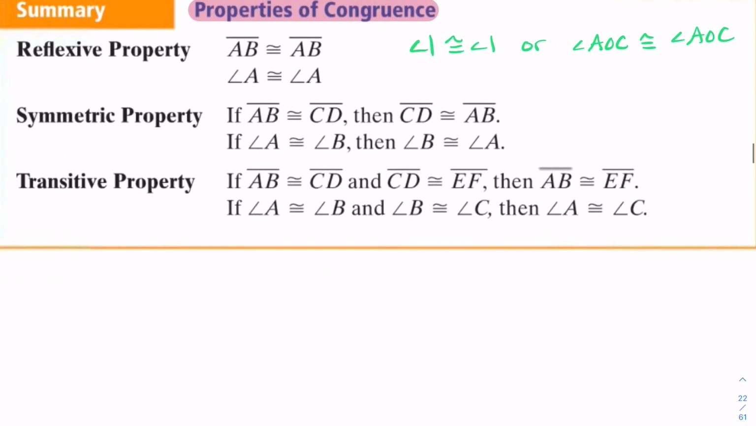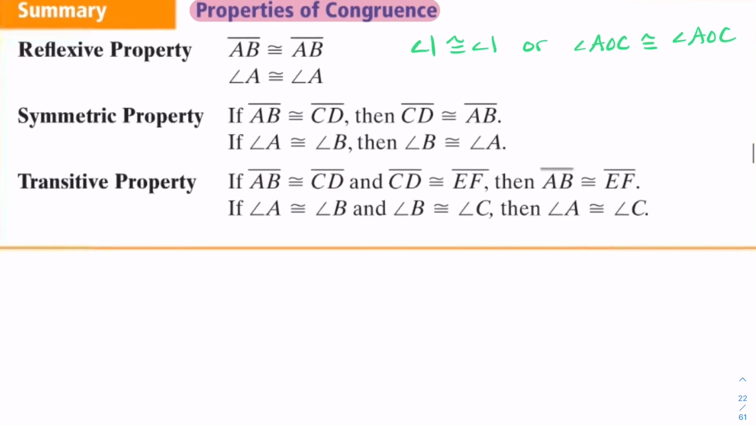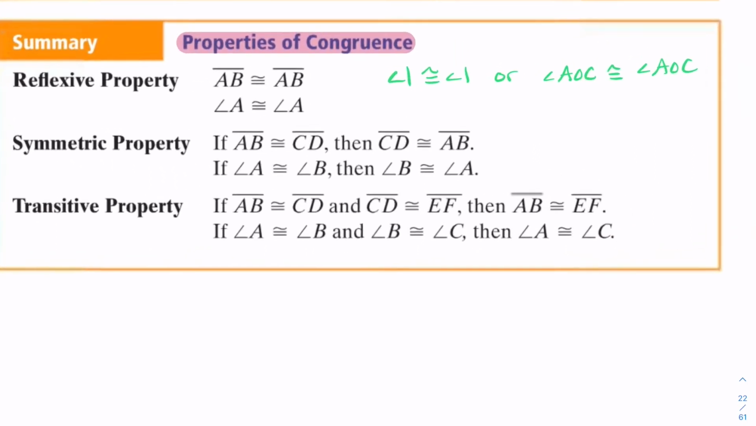And the last one is your train. Remember transitive property. I know that's not the word train, but think about a train. If line segment AB is congruent to line segment CD, and line segment CD is congruent to line segment EF, then line segment AB is congruent to line segment EF. And that's what we have there. Or if angle A is congruent to angle B and angle B is congruent to angle C, then angle A is congruent to angle C. And that can go on for a while as well.